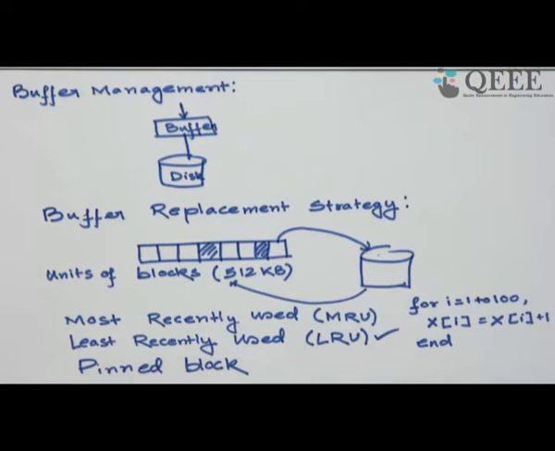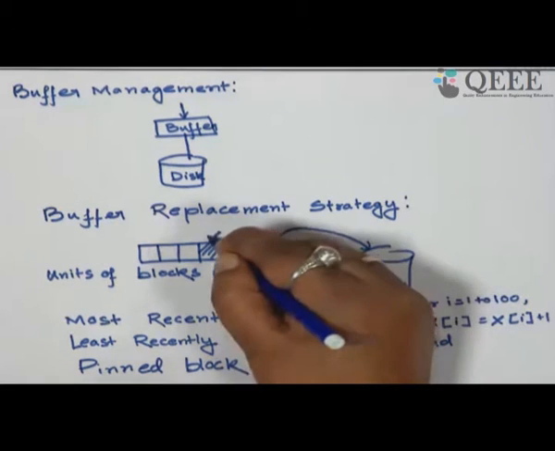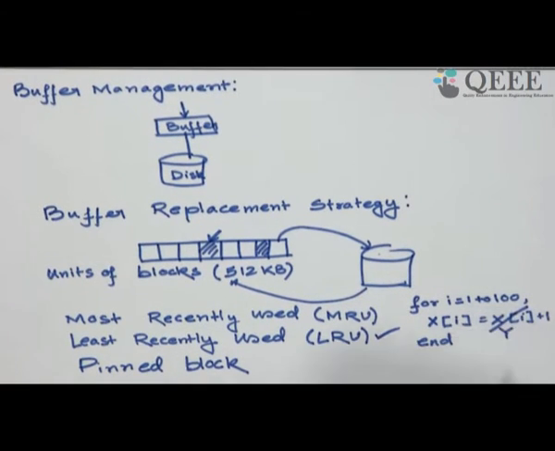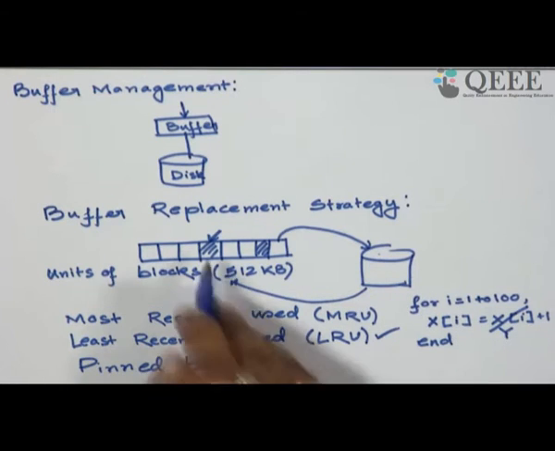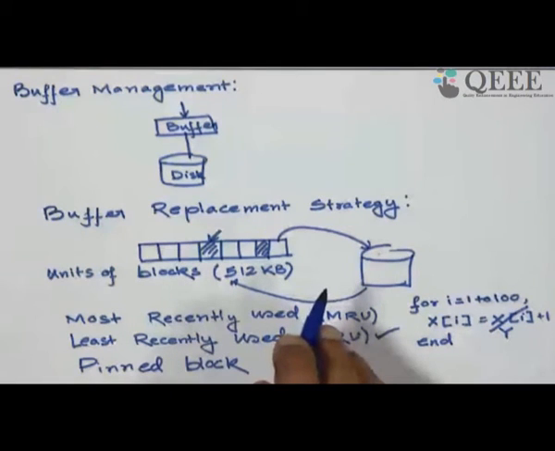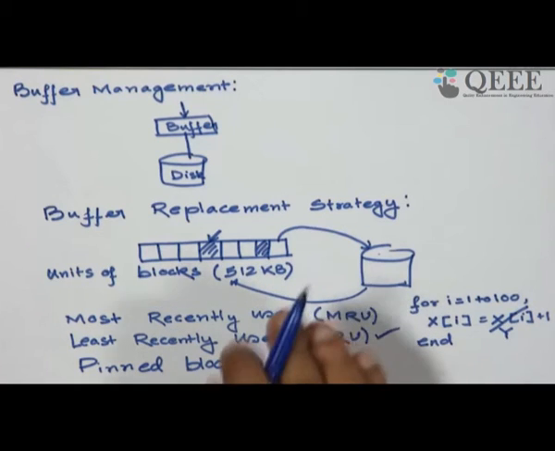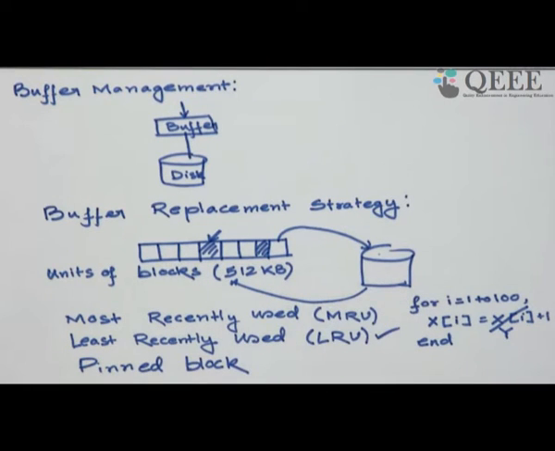There is another concept called pinning a block. That means some block I know is repeatedly required. For example, say there is another variable y, and for every xi I want to make it y plus 1. So y is always required. So what I do, I pin the y buffer. I never remove it from the buffer. So you have to identify this frequently used data and pin it. There are many other buffer management strategies. Again, in the slides they are there, you can go through them.